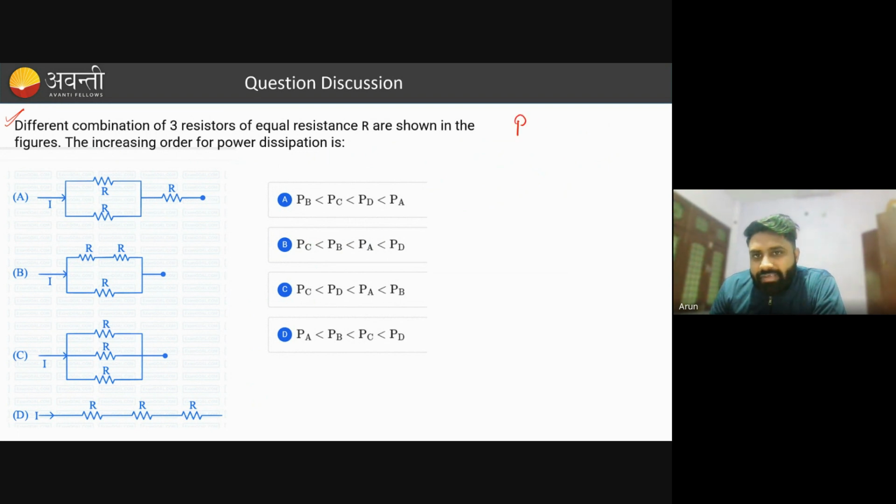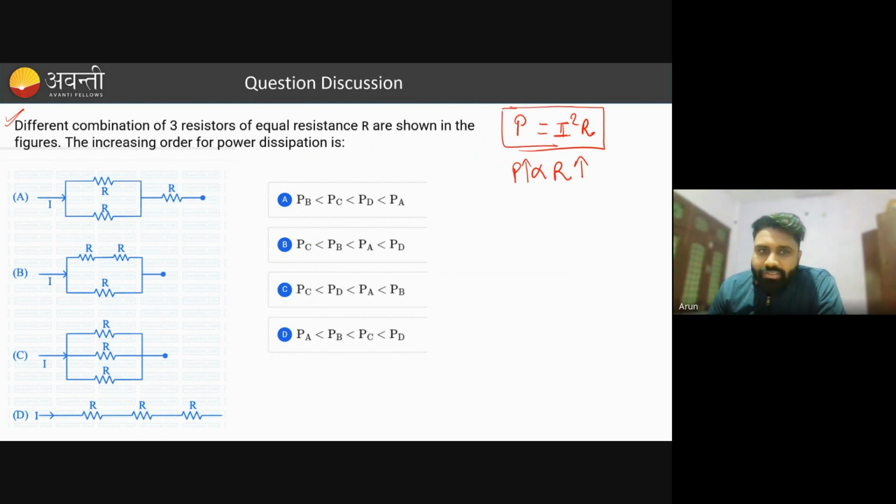Now, in the previous lecture, we did that power is nothing but I square R, or V square upon R. But here only current and resistance is given, so we will use this form of power formula. In this way, P is directly proportional to R if I is not changing. So in option A, B, C, and D, the same current is to flow through the circuit. If the resistance goes up, the power will go up. So we have to find the equivalent resistance and see in which case the resistance would be high. In that case, the power will be high.